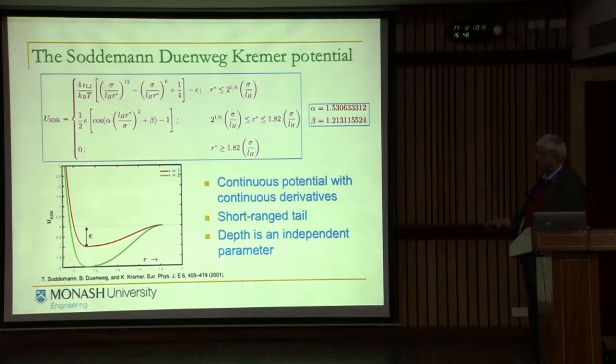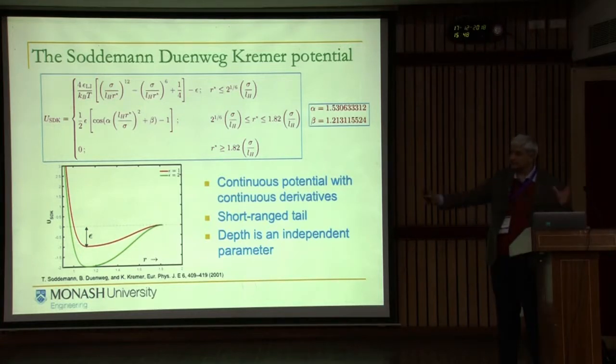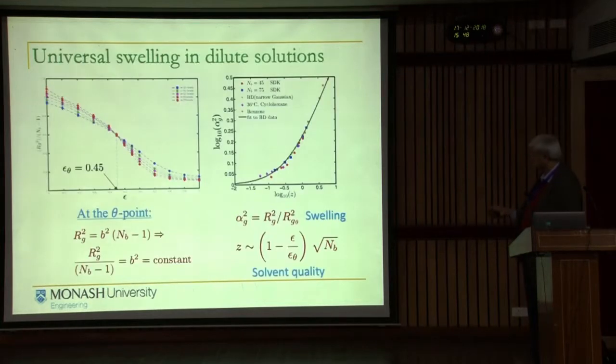Okay? So the question then you would want to ask is, what is my value of epsilon in a theta solution? Because you know, for a theta solution, you have a delicate balance between attractive and repulsive forces. So the way we do this is the following. You know that at the theta point, the size of the chain squared scales linearly with the number of beads. Right? And so if you divide this by the number, you get a constant, which is really just the monomer size squared. So if we plot in our simulations the size divided by the number of monomers versus this well depth epsilon, you know that at the theta point, you should get the same value for all different chain sizes. And that's exactly what we get. There's a unique point at which, no matter what your size is, you will scale as square root of n the size. And that is how we identify the theta point, epsilon theta.